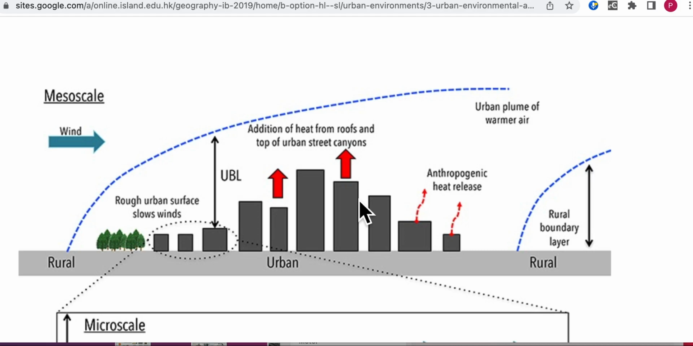So in this diagram, you can see that here we've got a prevailing wind. And this prevailing wind is blowing across this hypothetical urban environment. Those rough urban surfaces actually slow down the wind. So there are cases in urban environments where we actually have lower wind speeds, and that's simply because the surface with all of the buildings is a lot rougher, so the friction slows it down.